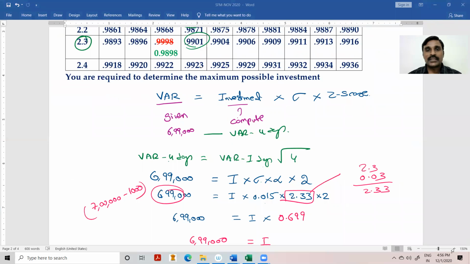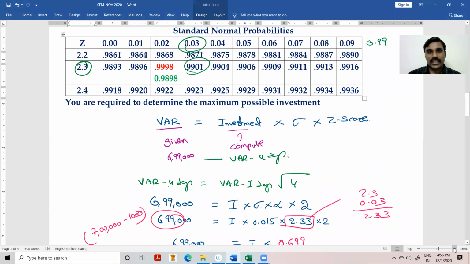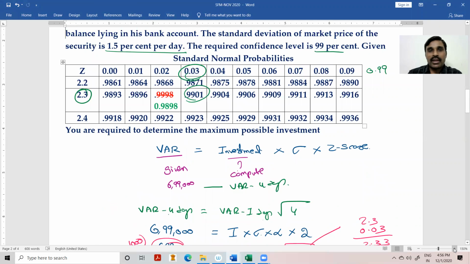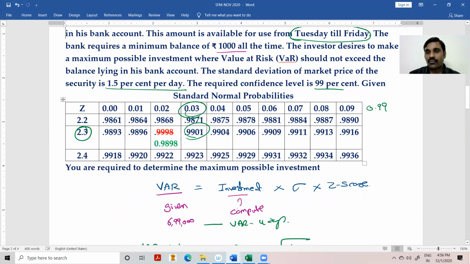In this problem, we should be careful about the first point, identification of the z-score. Maybe some students find it easy to catch this 0.99 and take the 2.33. The probable mistake is taking the entire 7 lakhs. That is not correct; we have to deduct 1,000. And maybe they take 1 day straight away. That is a wrong answer. The 4 days they have given, Tuesday to Friday, so I have to take 4 days value at risk. This is my answer.